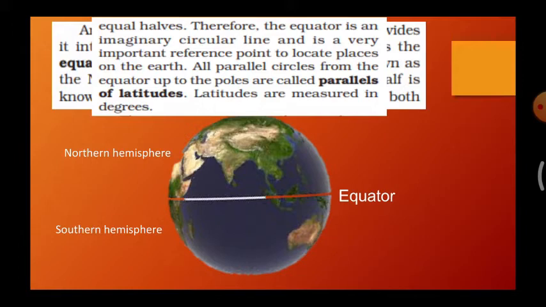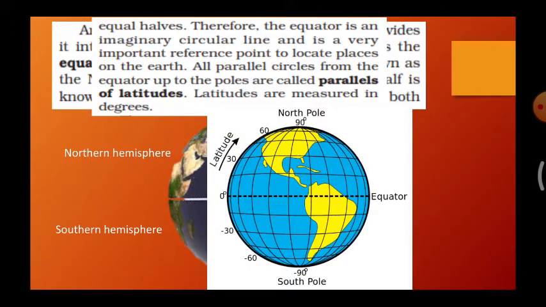All parallel circles from the equator up to the poles are called parallels of latitude. So see here, children, the equator has 0 degree. From 0 degree up to the north pole, these are the parallels of latitude. The latitudes are measured in degrees. So you can see the degrees like 0 degree, 30, 60, and 90 degree. Below the 0 degree, it will be marked minus. So these are called parallels of latitude.